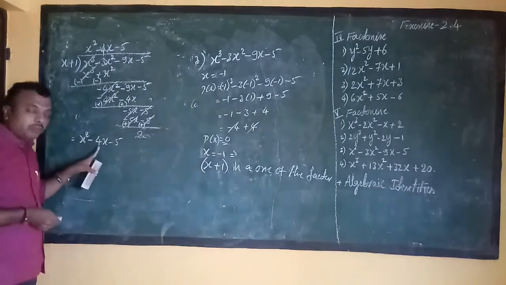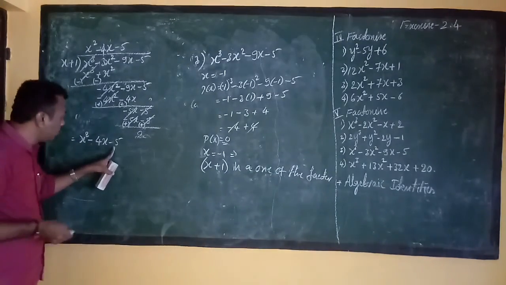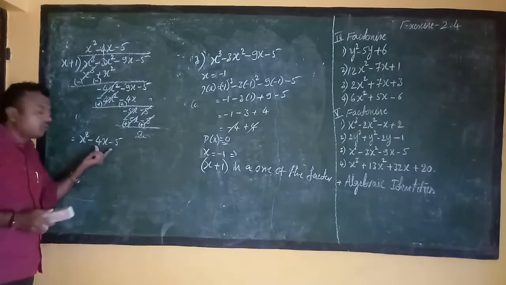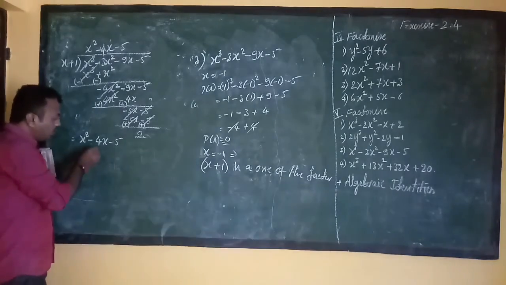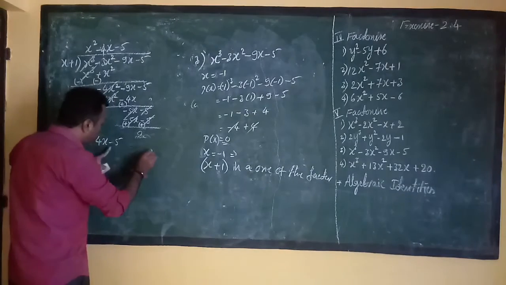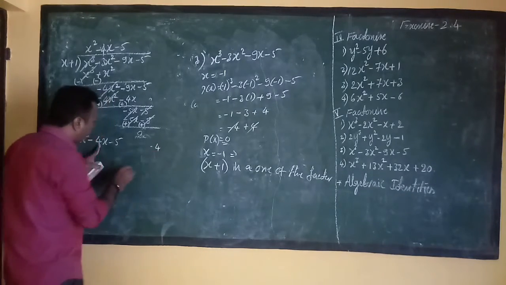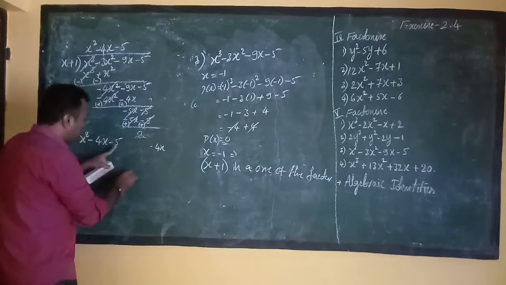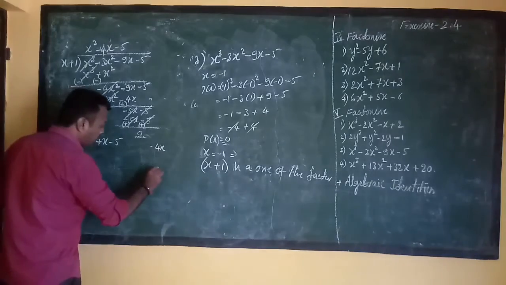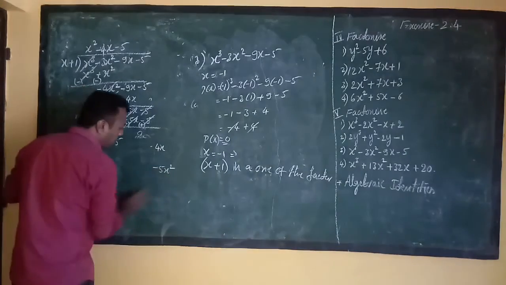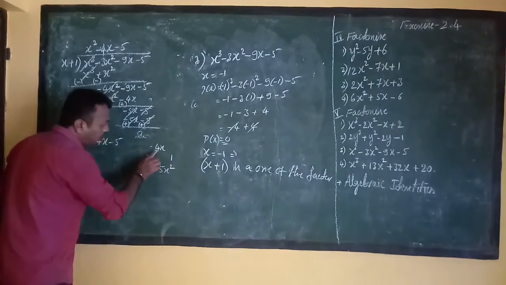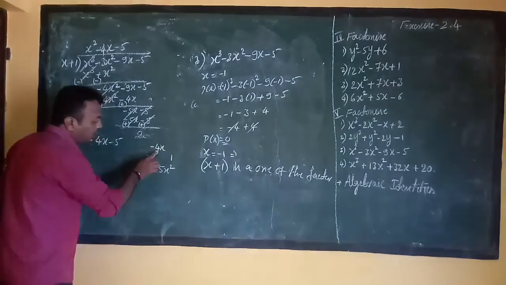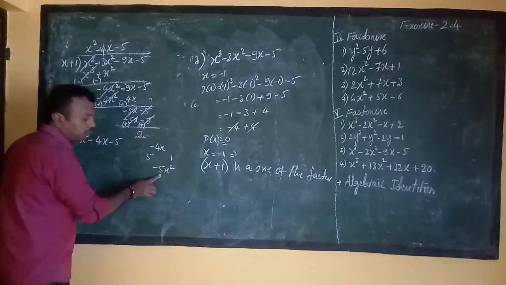So which method do we have to use? Yes, we have to use splitting the middle term, because three terms are there. So let us check it. What are the numbers? Minus 4x is the middle term, and the last term is minus 5. What are the numbers? Yes, 5 and 1. If you subtract, it becomes 4. Minus 4. If you multiply, minus 5.